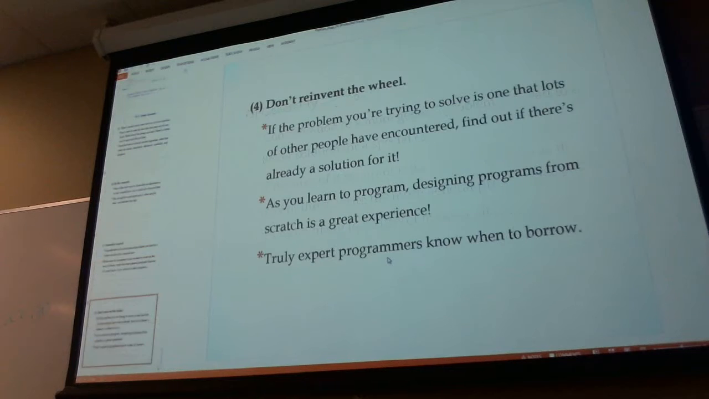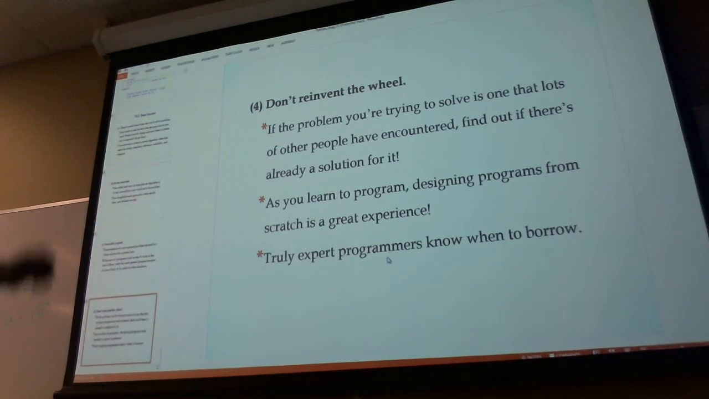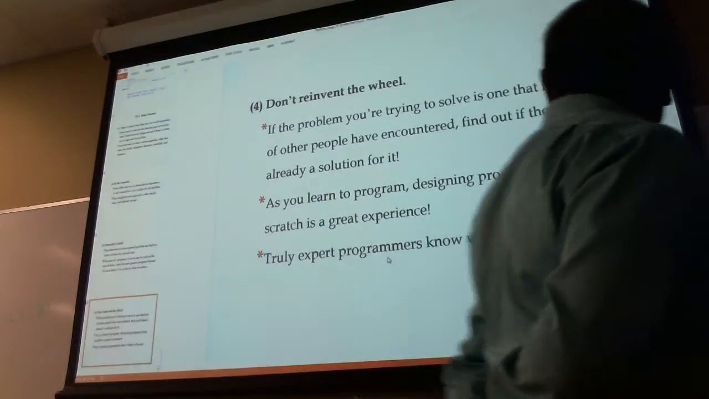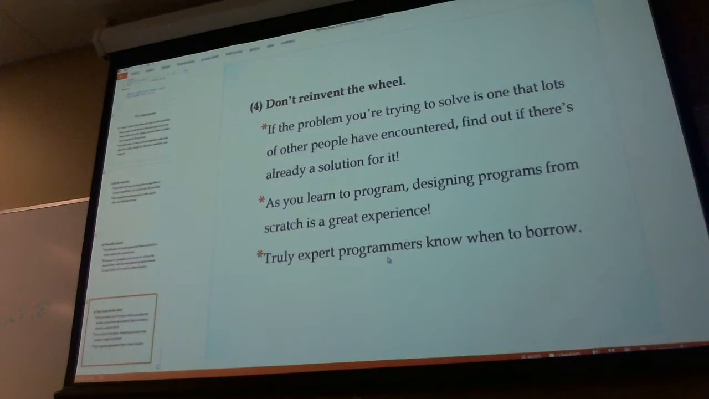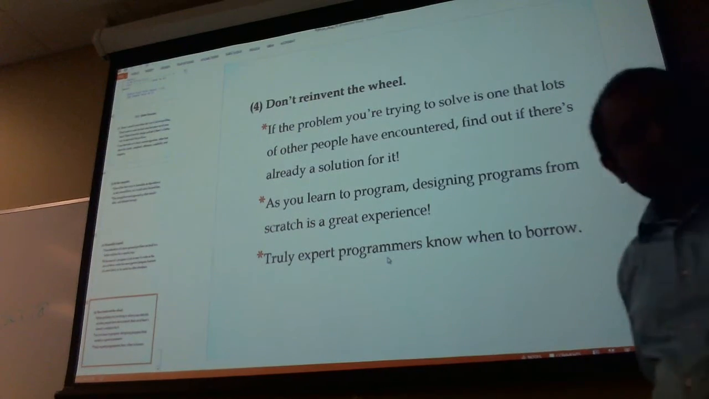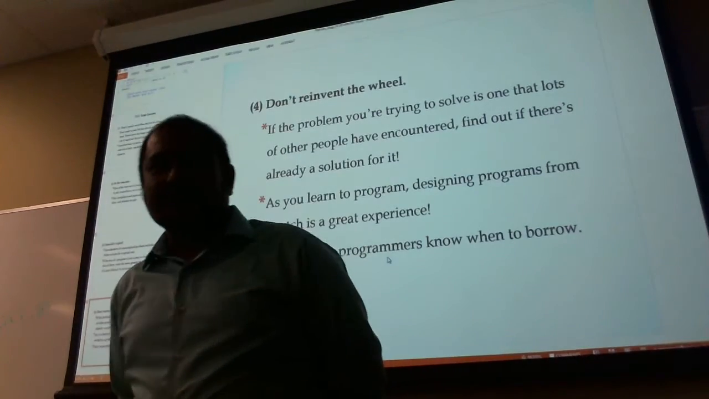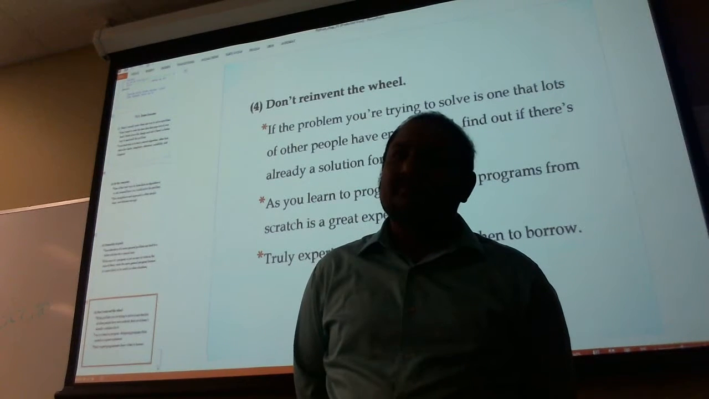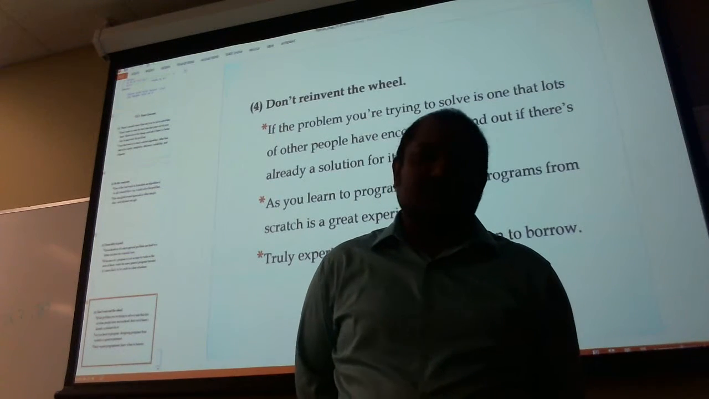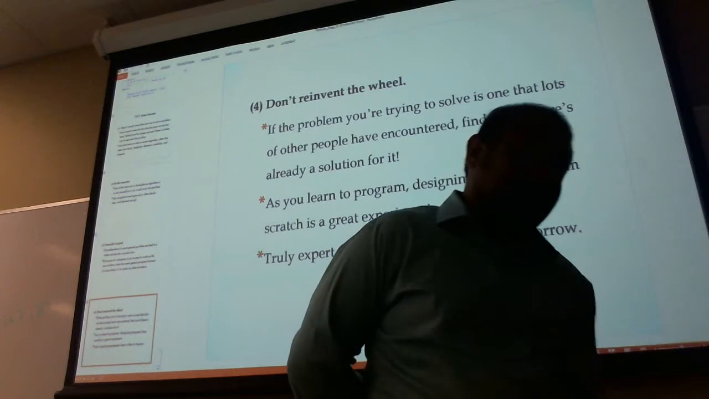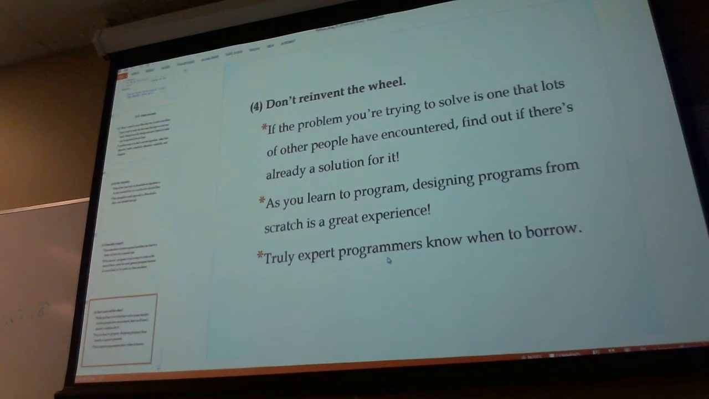This one, I explained two or three times. Okay, this one. Don't reinvent the wheel. What does that mean? If there's already a solution for it, then try to look it up and see if there's something that you could use. What they're trying to say is, when you're approaching a programming problem, look for existing solutions.